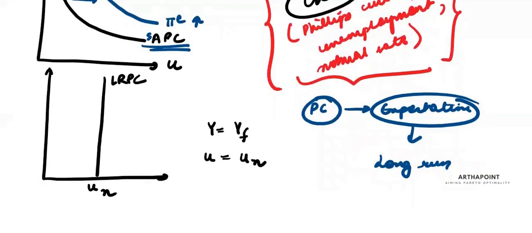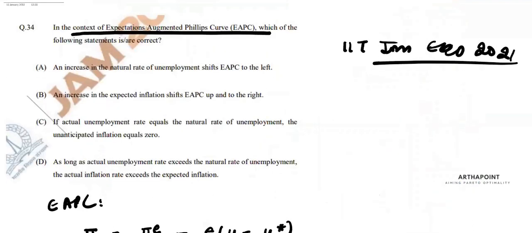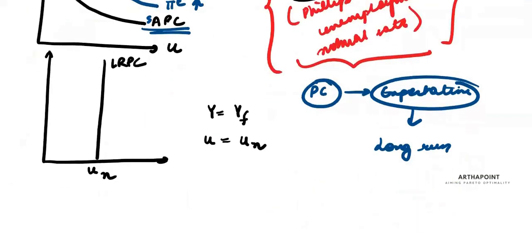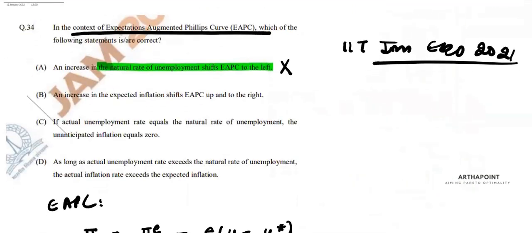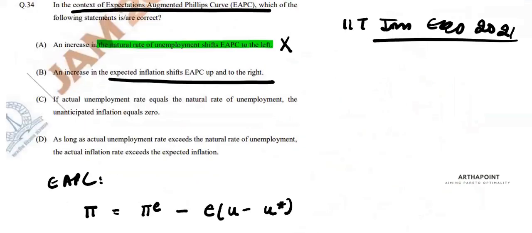Now let's go ahead and look at the different options. Increase in natural rate of unemployment will shift EAPC to the left. Wrong. When the natural rate of unemployment increases, your EAPC will shift to the right, not to the left. This is wrong. Increase in expected inflation shifts EAPC up and right. Correct. It shifts right or upward, whatever you want to say, when expectations increase.